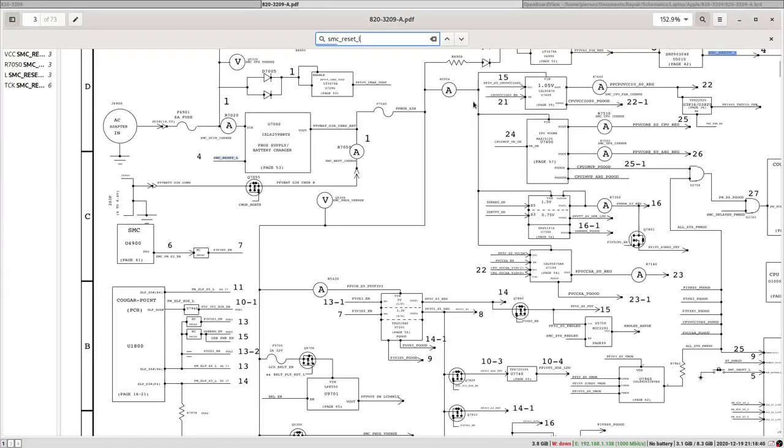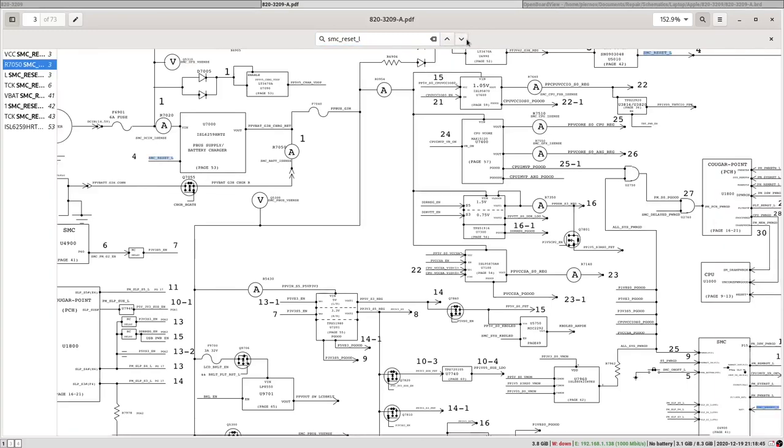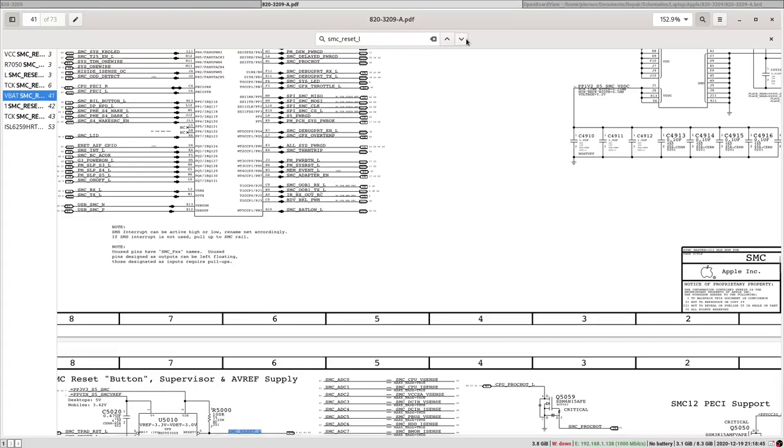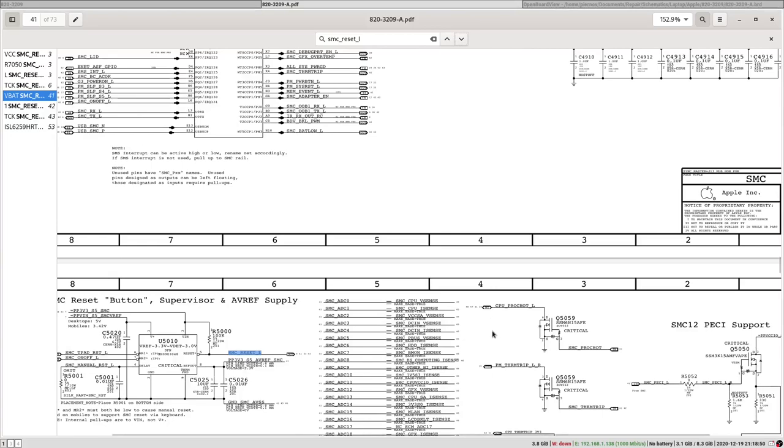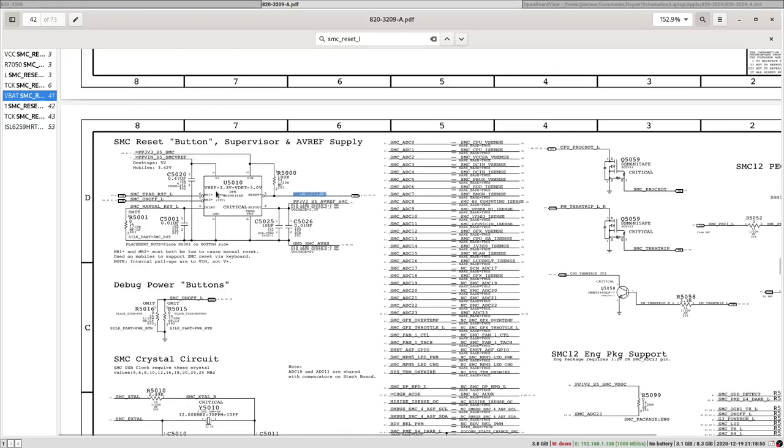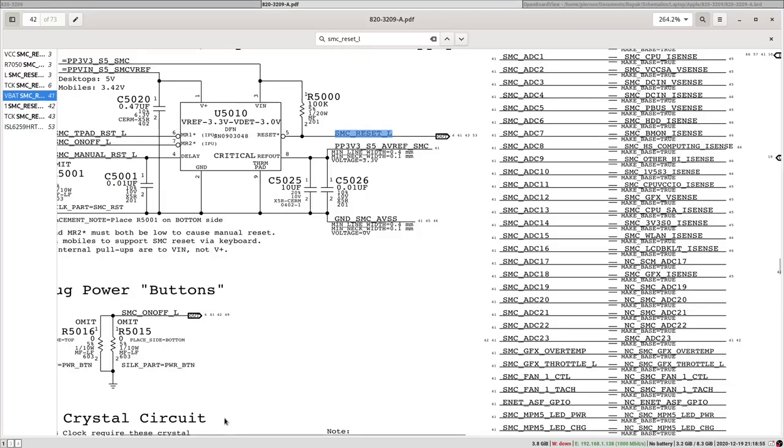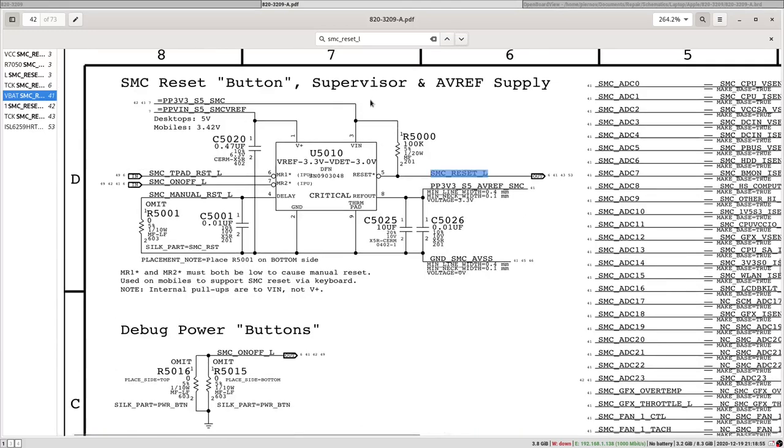and look for SMC_RESET_L. We have the block diagram, but we are not interested in that right now, since you already know the circuit controlling SMC_RESET_L is right there. So SMC_RESET_L is the output here. It's pulled up by a resistor R5000 to PP3V3S5_SMC.